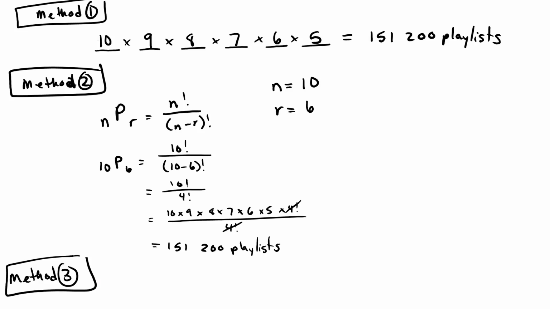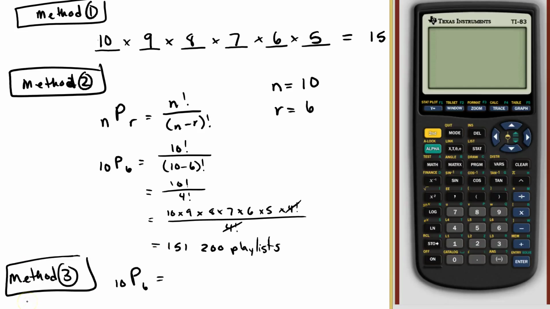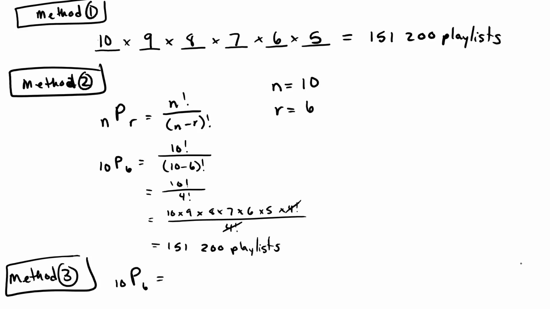Method 3, calculator. So you can watch me as I punch the numbers in. I'm going to say 10 pick 6. I'm going to put in my first number first, so 10. And then I'm going to go to math. I'm going to go under probability, and I'm going to go under option 2 here, nPr. And after it, I'm going to put my 6. I'm going to hit enter. Look at that! It does all that calculation work for me. How wonderful is that? So it's 151,200 playlists.